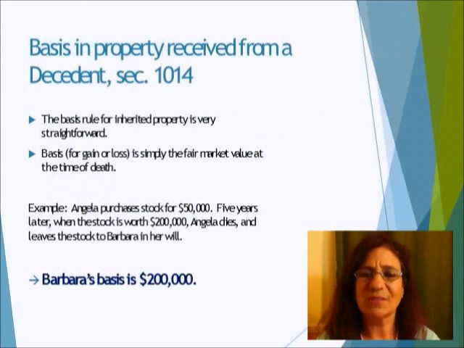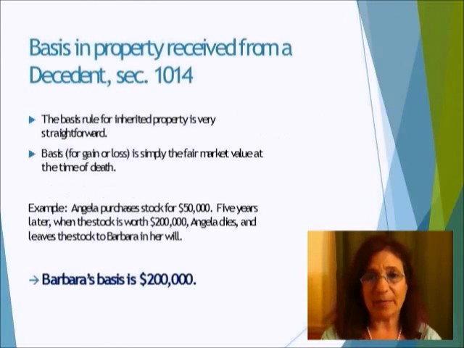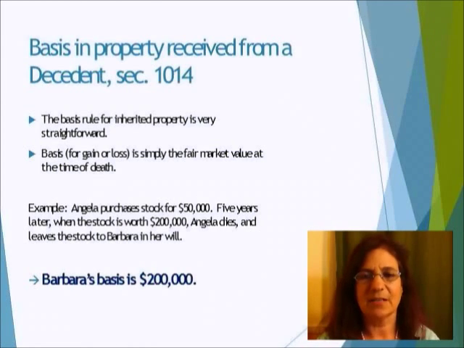Okay, now, shifting gears a little bit. We've been talking about property received as a gift. What about inherited property? There's a different basis rule for property received from a decedent, and it's very straightforward. Section 1014 says if you receive property from a decedent, the basis is the fair market value at the time of death. That's it. Doesn't matter for gain, for loss, for anything.